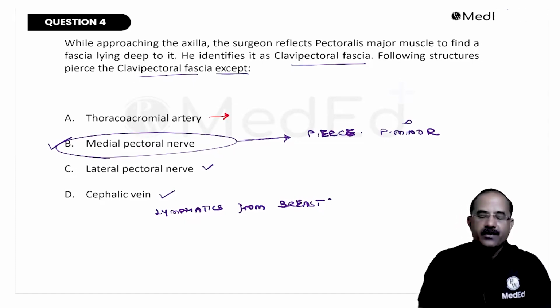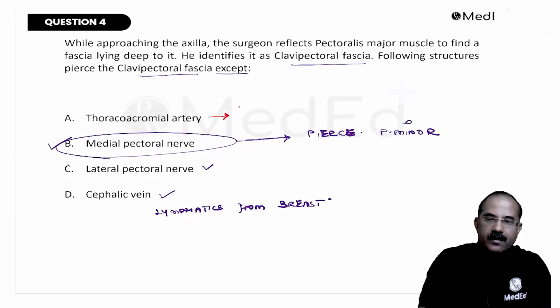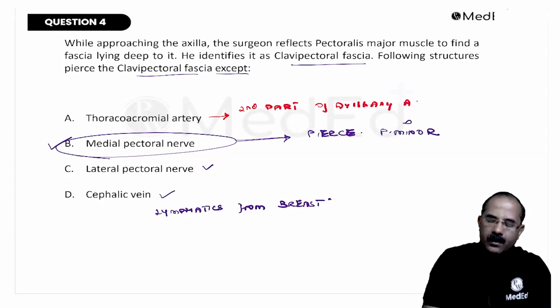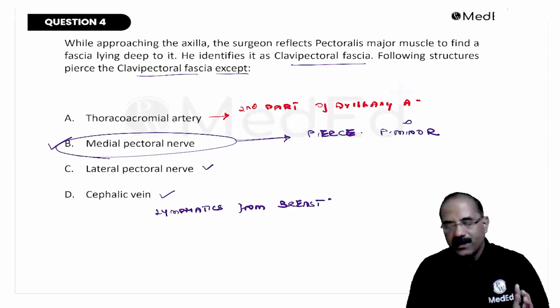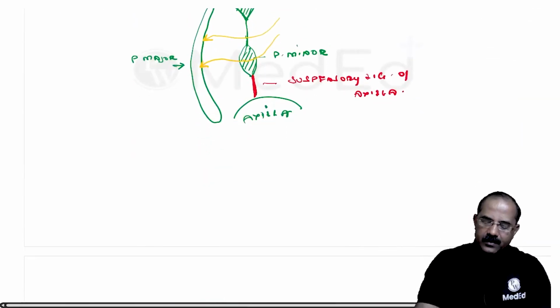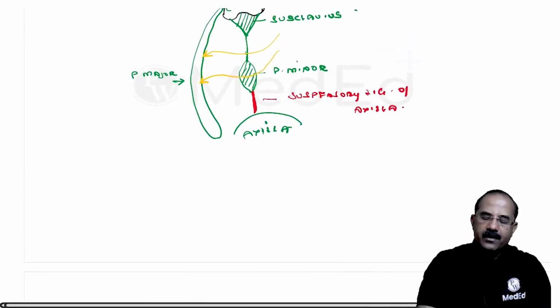Thoracoacromial artery is a branch of the second part of axillary artery. It's a branch of the second part of axillary artery. ये याद रखना. वैसे axillary artery is divided into 3 parts. You know this axillary artery के 3 parts होते हैं. I'll just make it here.